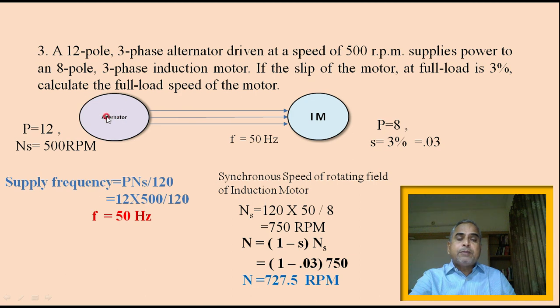Then what is the synchronous speed of the alternator, what is the supply frequency of the generated voltage. The same generated voltage frequency is applied to the induction motor, it has become the supply frequency of the induction motor. Then you have to confine yourself to only the induction motor calculation. The frequency is 50 Hz, P is 8 and S is equal to 0.03. Then you calculate the synchronous speed of the induction motor, that is the synchronous speed of the rotating magnetic field. Then you calculate the rotor speed, 727.5.